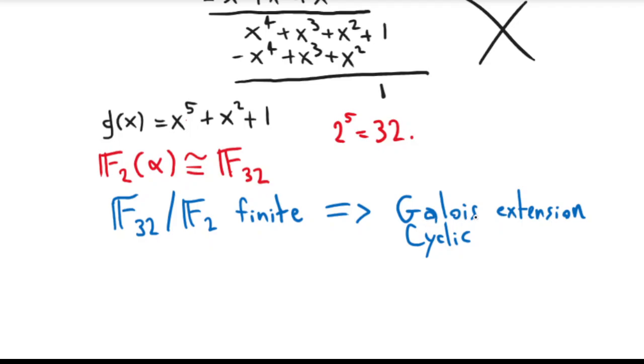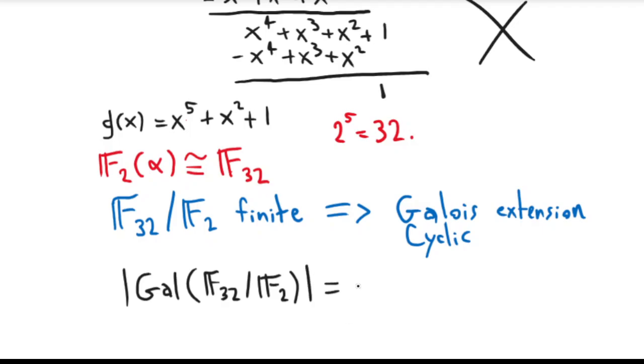Because this is a Galois extension, the size of the Galois group equals the degree of the extension. So the size of Gal(F32 over F2) is equal to the degree of the extension, which is 5. And it's a cyclic extension, and there's only one cyclic group of order 5. And so therefore that has to be the Galois group.